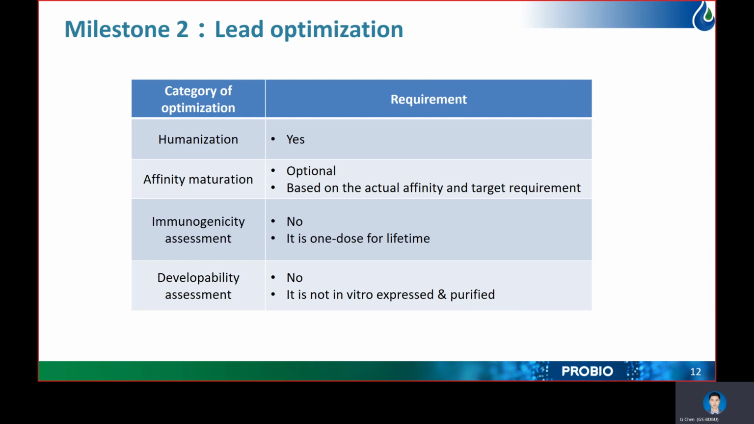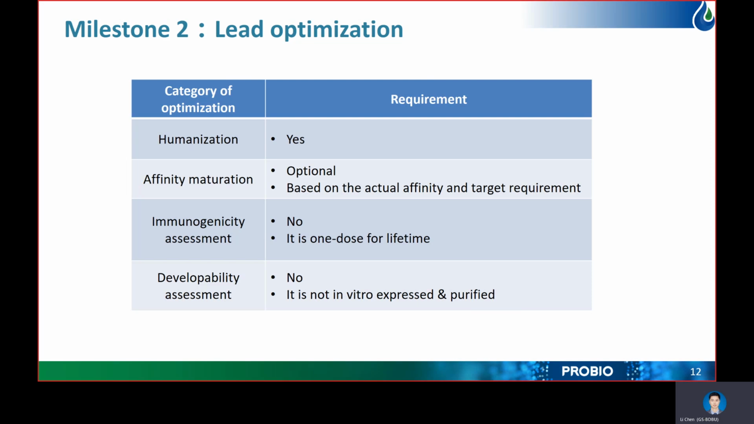For affinity maturation, it depends on the actual affinity and the target requirements. As I mentioned previously, we have observed that nanomolar range of KD is acceptable, but it may need picomolar range for certain targets. As for immunogenicity assessment, it is generally not considered worth doing at the discovery stage.